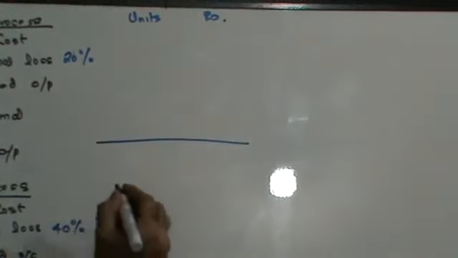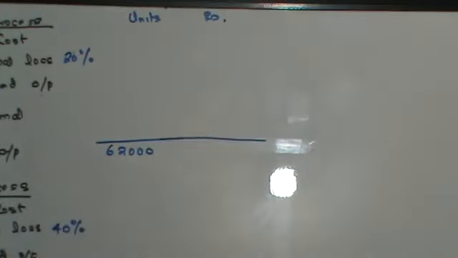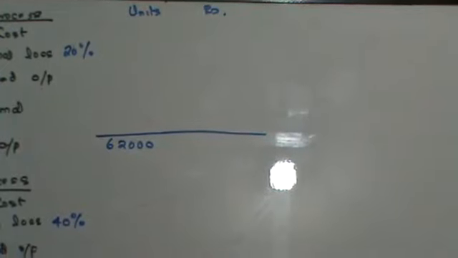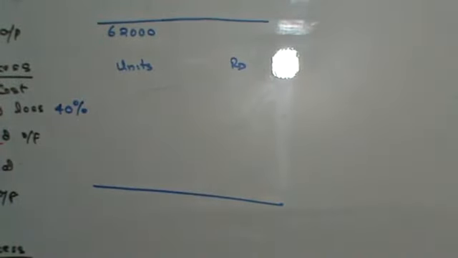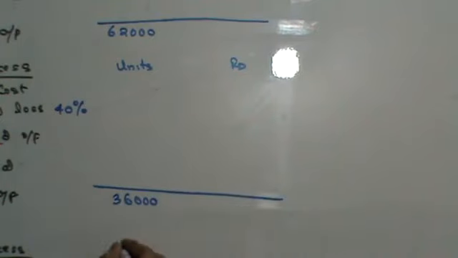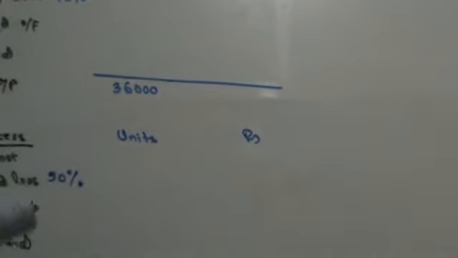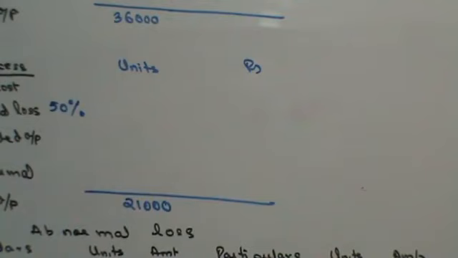Fine. Let's see this. Output during the month, units, rupees. Output during the month for ingestion process, they've given you is 62,000 units. For digestion process, the output during the month is given to you as 36,000 units. And for assimilation process, the output during the month is given to you as 21,000 units.